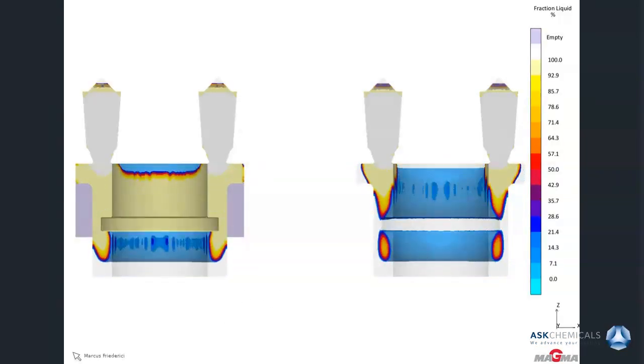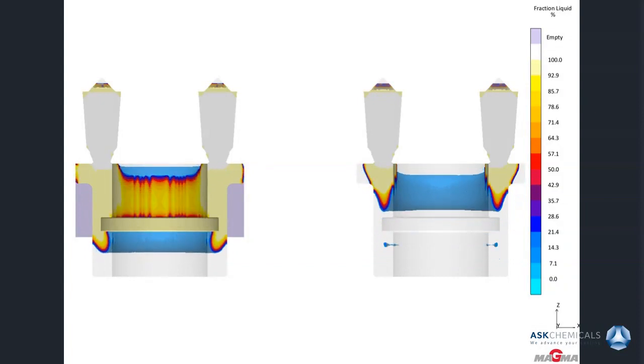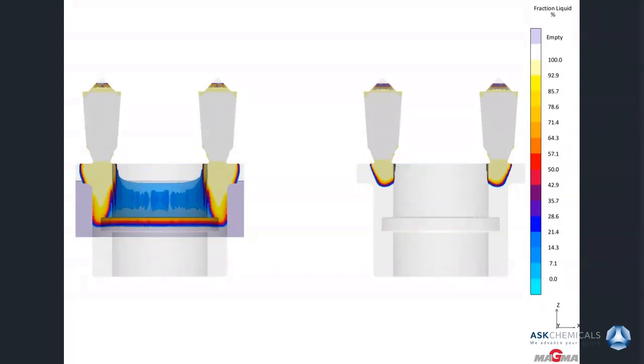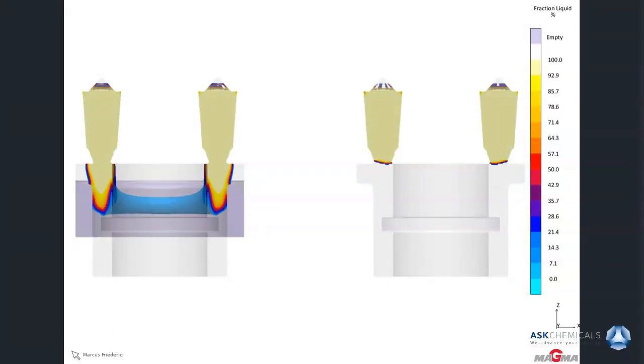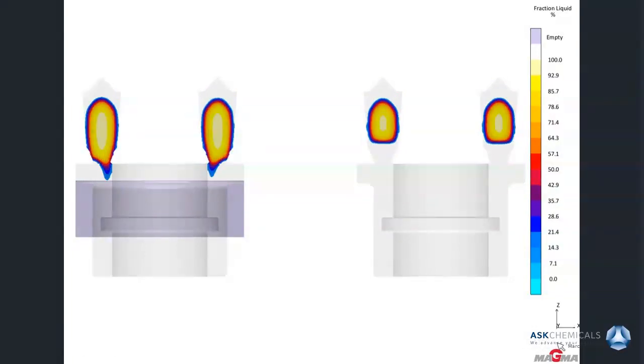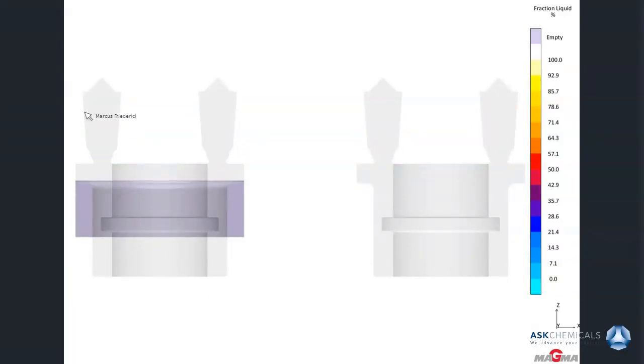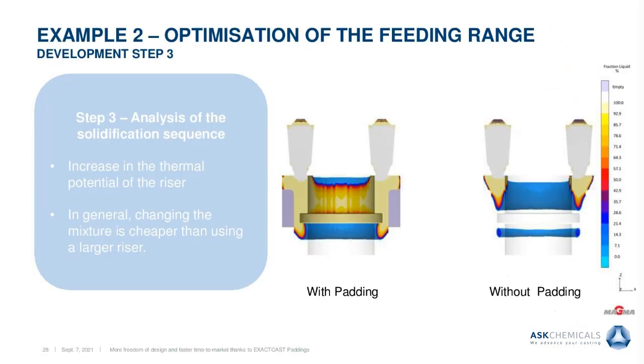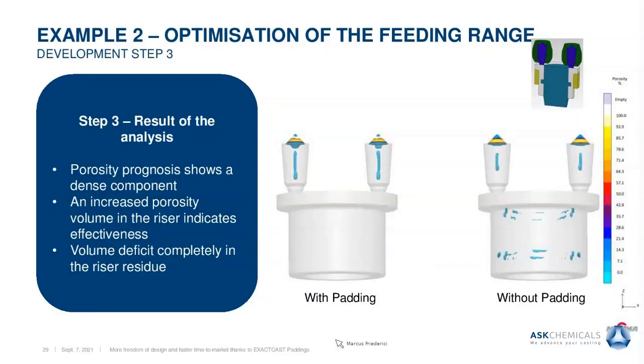What we can see is the behavior we have seen before already. We also have a very clean solidification around our narrowed section. And I take it picture by picture. You can see now we have a perfect directed solidification here, and we should see that also in our porosity analysis. As you can see here now, you have a sound casting compared with the version without the padding.